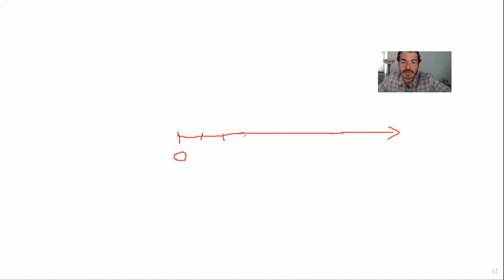And then I'm just going to draw some dashes: 1, 2, 3, 4, 5. This is a number line. This is a number line that has all the, what are they called? All the whole numbers on it, or forgive me, all the natural numbers on it. Natural numbers are all the whole numbers that go from 0 all the way up to infinity.